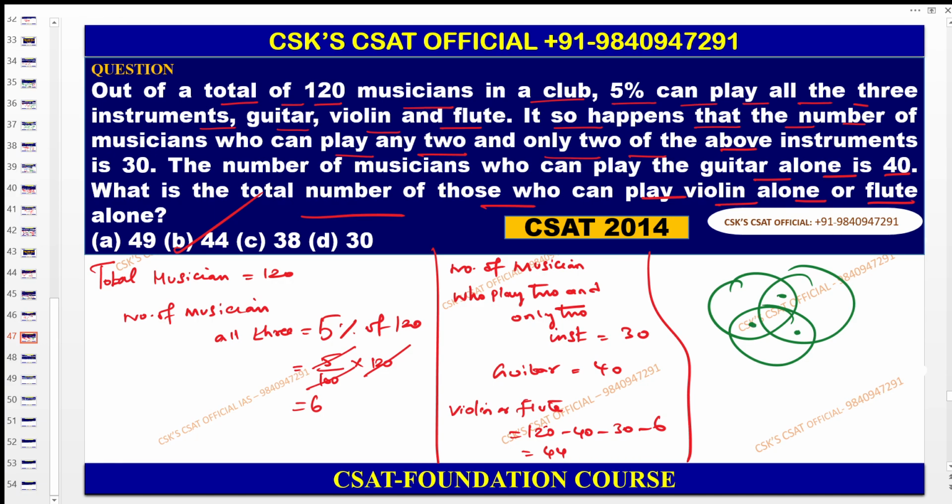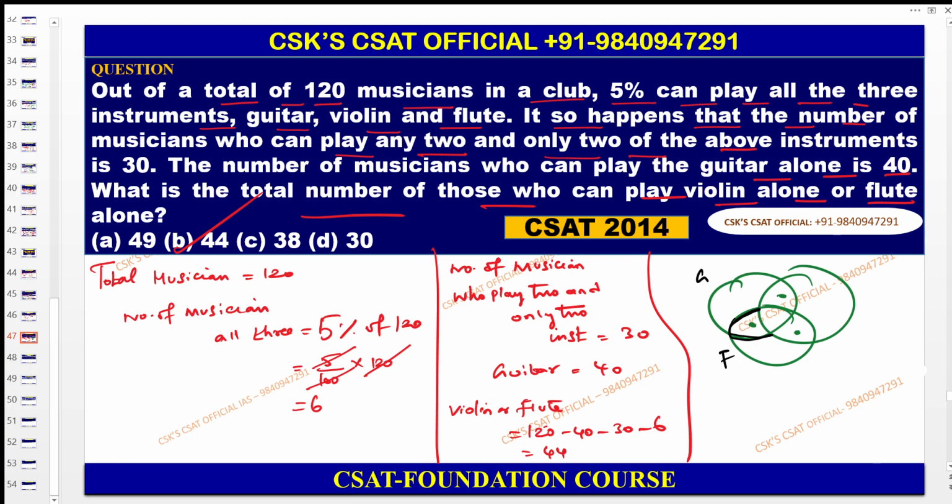This three dot. Yes, sir. You can play any two. Any two means here you can take a guitar and a flute. So then which region? This region? Yes, sir. That only they are mentioning.